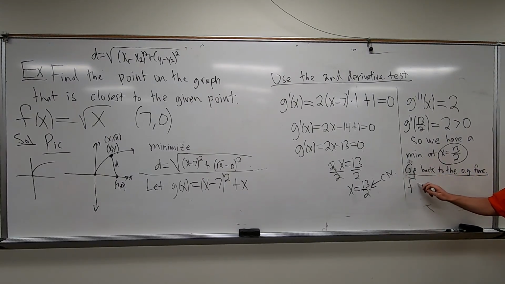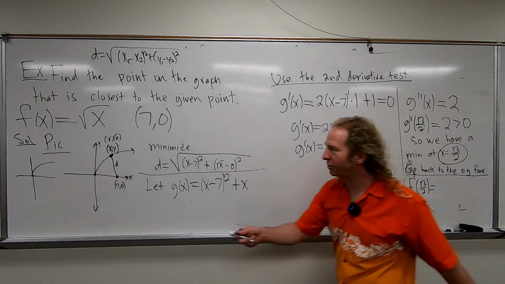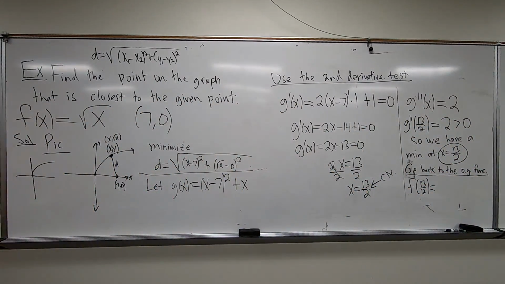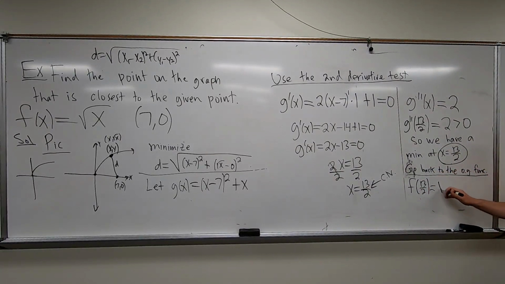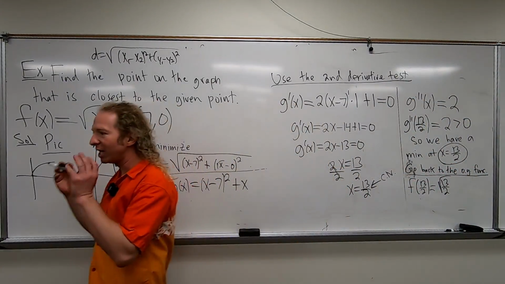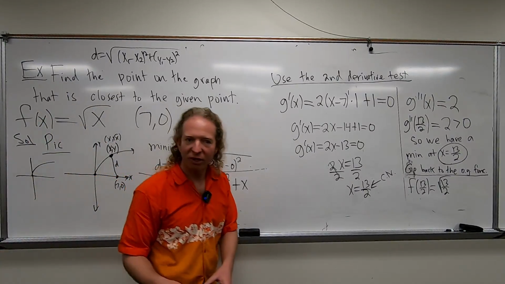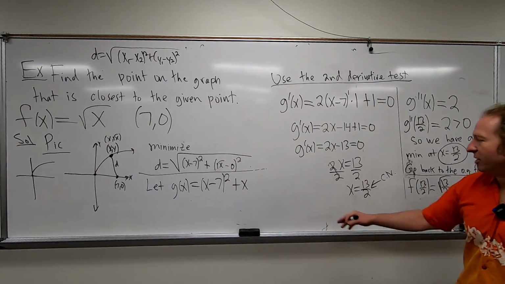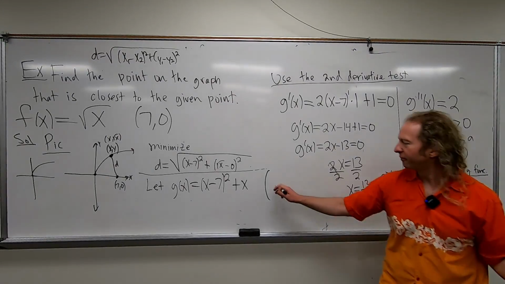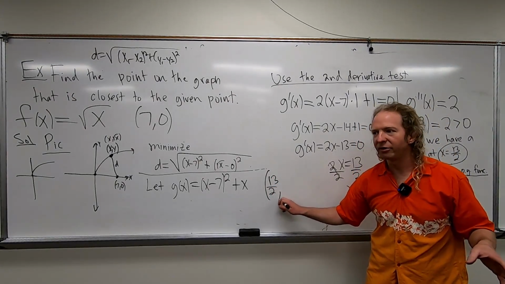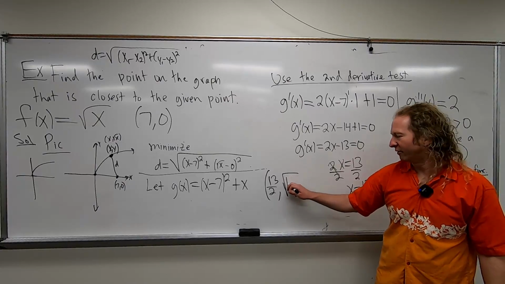So we get f of 13 halves. So plugging that back into the original function, it's going to give us the square root of 13 halves. But we're not done, because it wants a point. It wants the x and the y. So the final answer is x comma y. So it'd be 13 halves comma square root 13 halves.